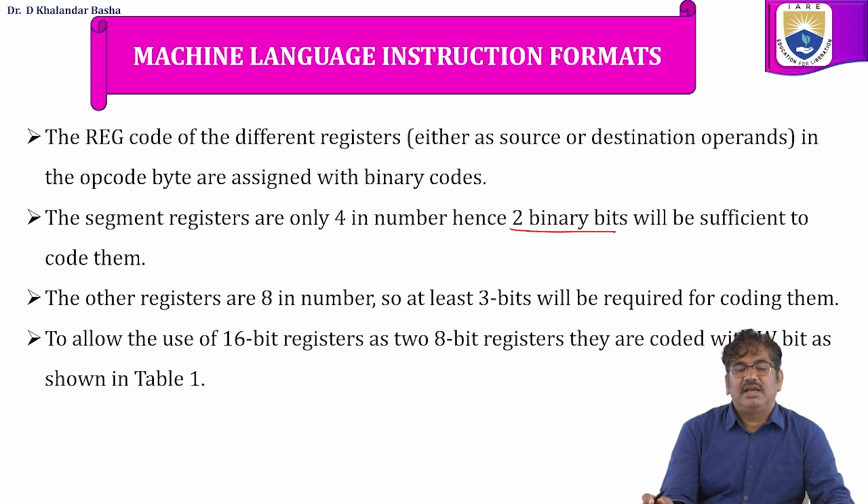The other registers, which are 8 in number, require at least 3 bits to code. To allow the use of 16-bit registers and 8-bit registers, they are coded with the W bit as shown in table 1.